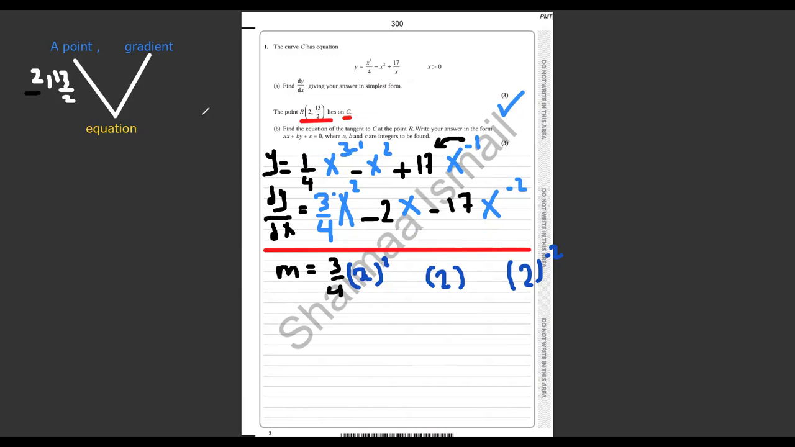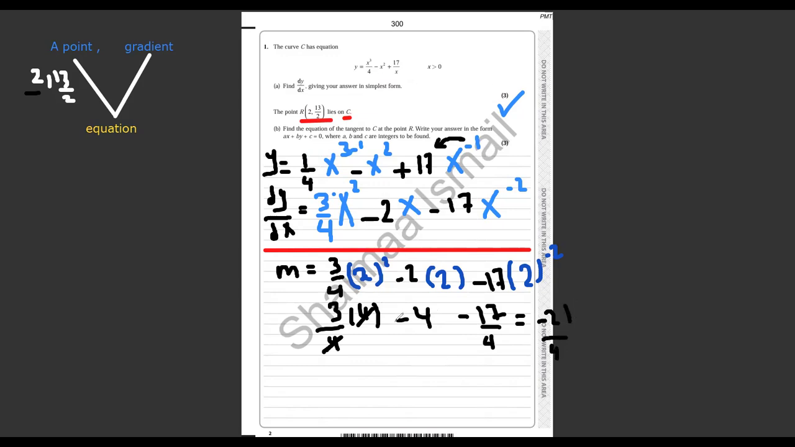Now this is minus 2, and this is minus 17, and let's calculate the gradient here, which will be 3 over 4 multiplied by 4, which will be equal to 3 minus 4 minus 17 over 4. So this all would be equal to negative 21 over 4.